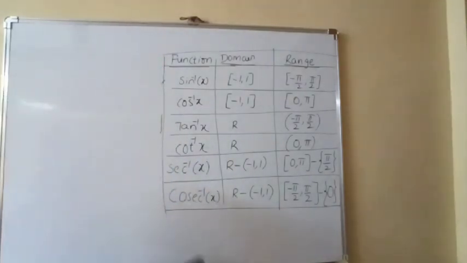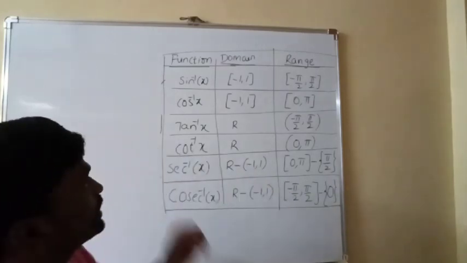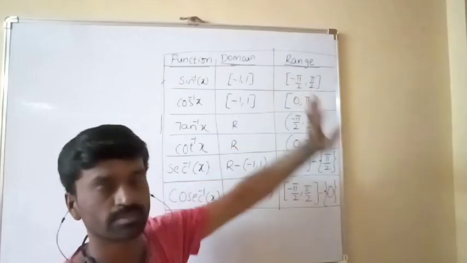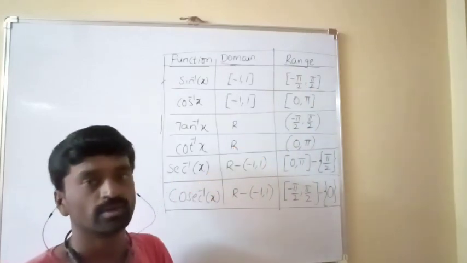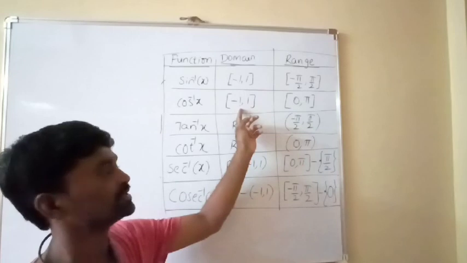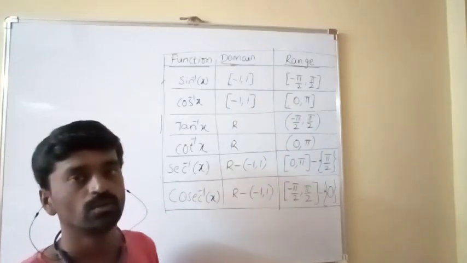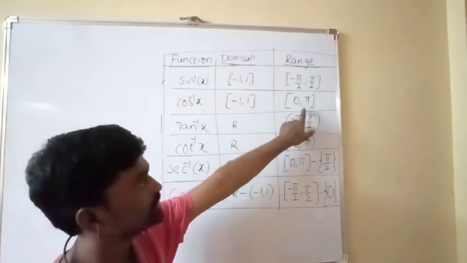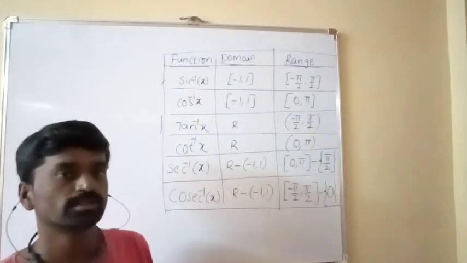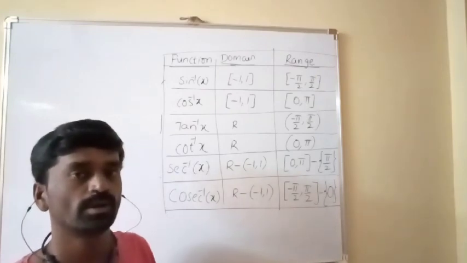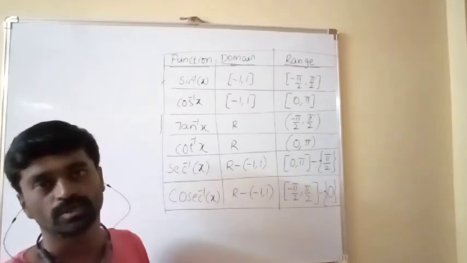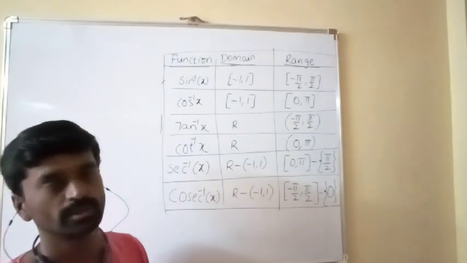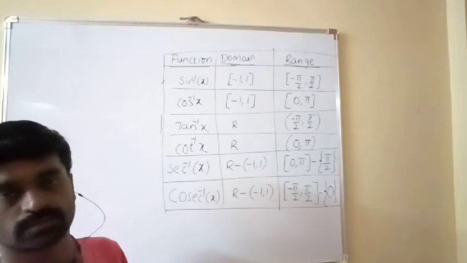Now domain and ranges. The sine inverse x function has domain the closed interval -1, 1, and range -pi by 2, pi by 2. Similarly, the cosine function mapping from 0, pi to -1, 1 is both one-one and onto, hence it is invertible. So cos inverse domain is this, range is 0, pi. Similarly, the tan function mapping from the open interval -pi by 2, pi by 2 to R is invertible, hence tan inverse domain becomes R, range becomes -pi by 2, pi by 2. Similarly, the remaining 3 functions.